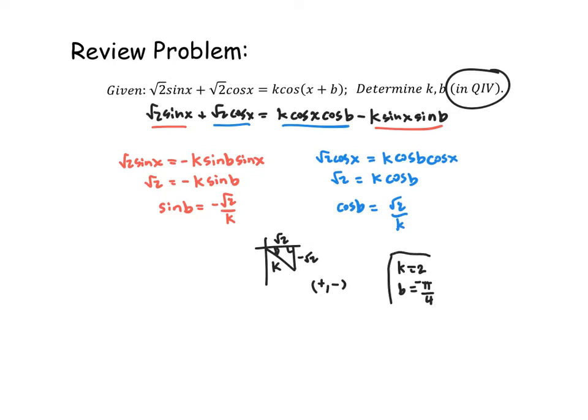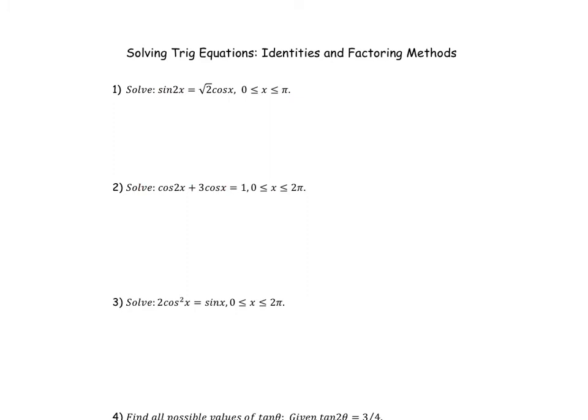There you have it. Let's move on to solving trig equations using identities and maybe some factoring as well. Okay, let's solve some equations here using identities and factoring methods as mentioned earlier. I see an identity involved here. That'll be 2 sine x cosine x. And I'm going to subtract root 2 cosine x and set the right side equal to 0.